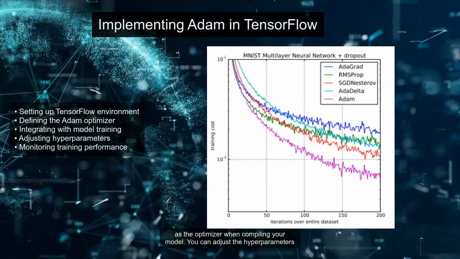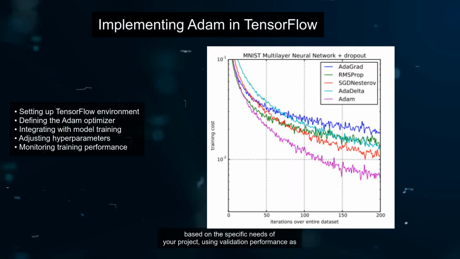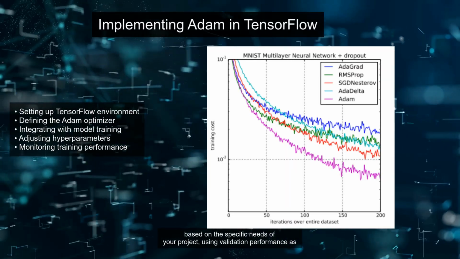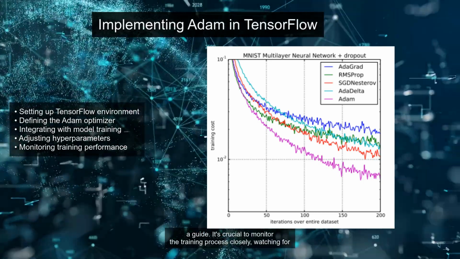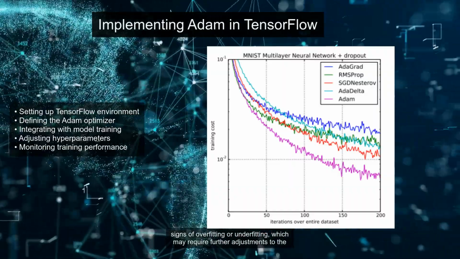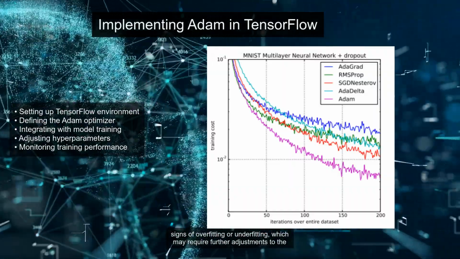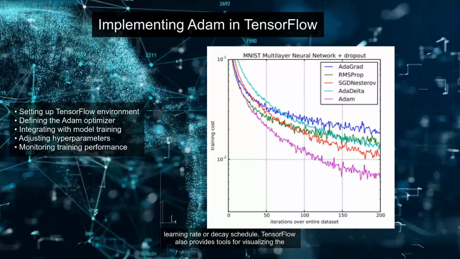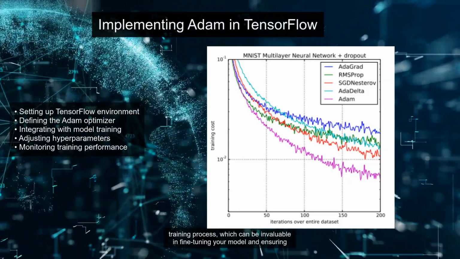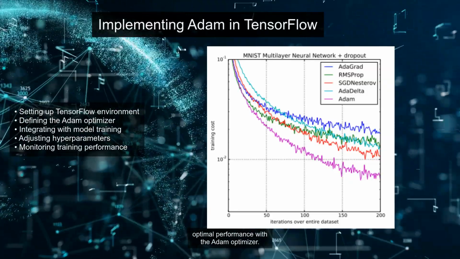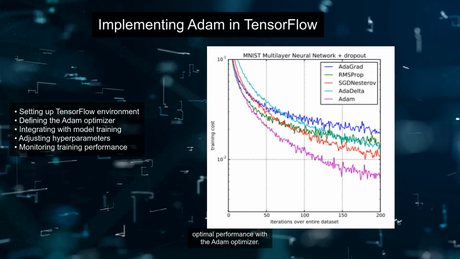Integrating Atom into your model involves specifying it as the optimizer when compiling your model. You can adjust the hyperparameters based on the specific needs of your project, using validation performance as a guide. It's crucial to monitor the training process closely, watching for signs of overfitting or underfitting, which may require further adjustments to the learning rate or decay schedule. TensorFlow also provides tools for visualizing the training process, which can be invaluable in fine-tuning your model and ensuring optimal performance with the Atom Optimizer.